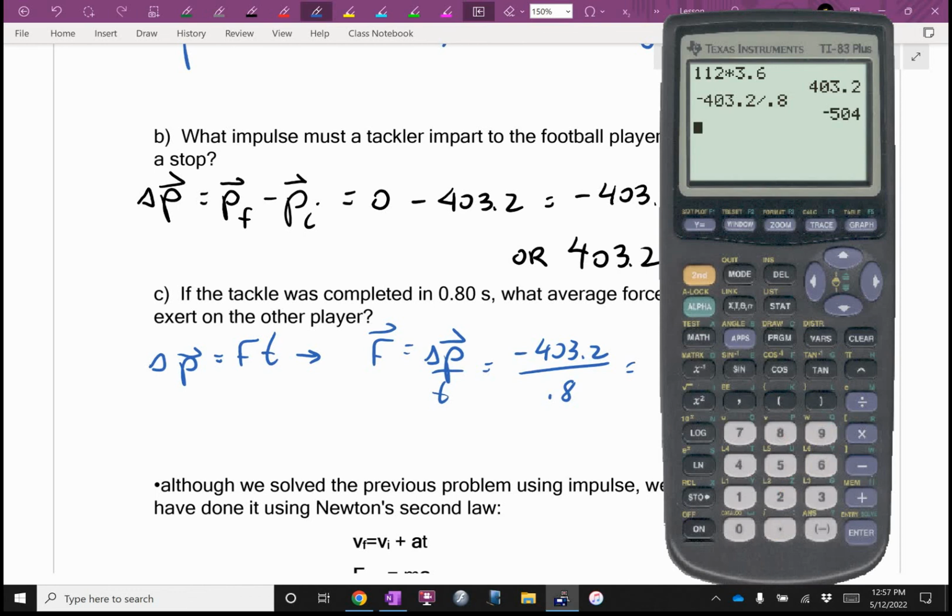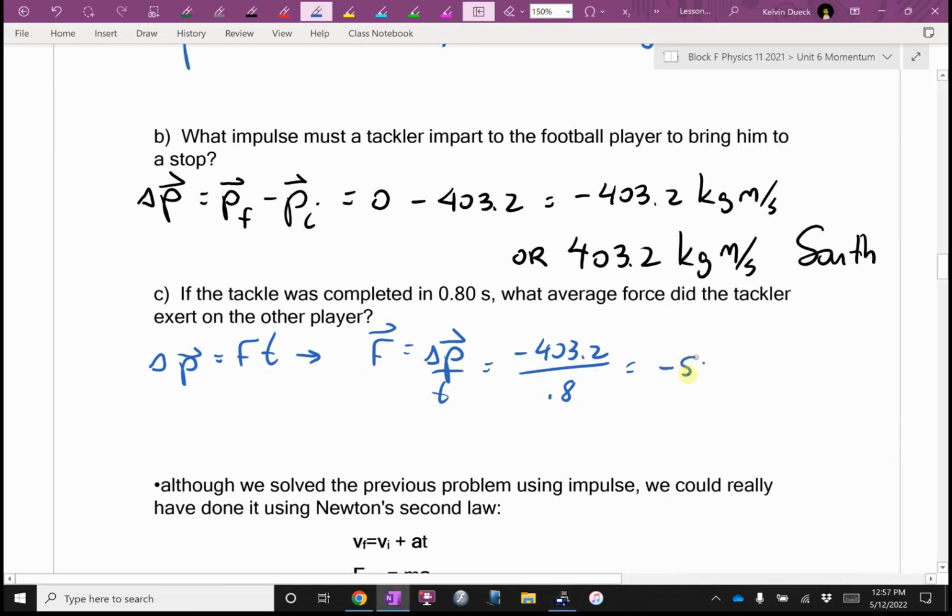You get negative 504? It's a force, units. What's that negative telling me for a direction? Let's go back to part A. Which way did we let be positive in part A? North. That's what we decided. So what's this negative telling me? South. If you left it like that, I'd be fine, or if you wanted to write it as 504 newtons south.